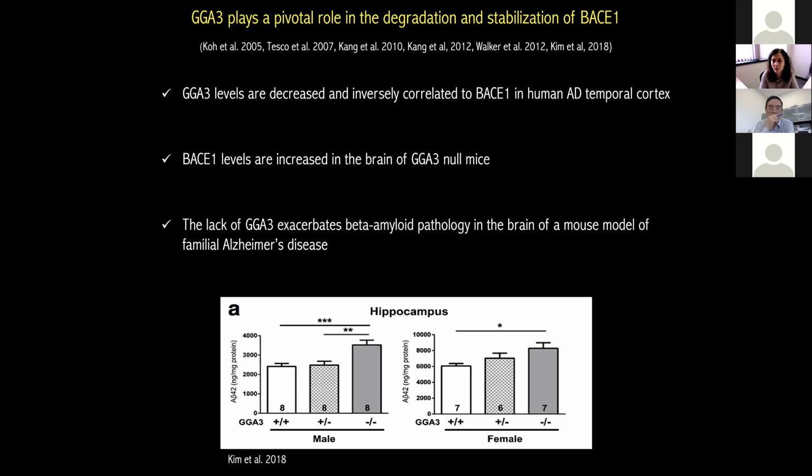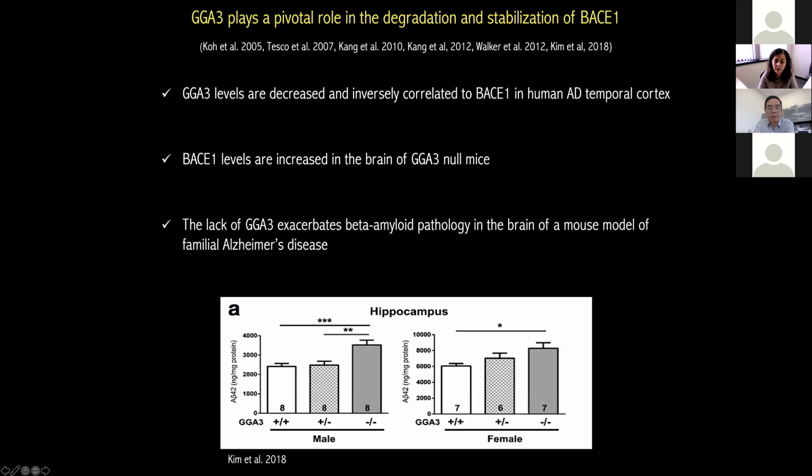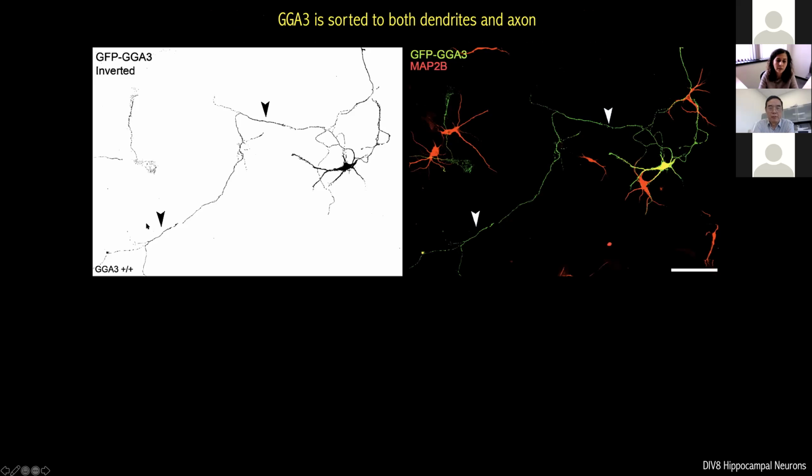From this data, it's obvious that we knew already that Gga3 was expressed in the brain, but exactly where in the neurons, we had no idea. We set out to find out where Gga3 localized in the neuronal compartments, and from the images where we overexpress the GFP Gga3, it's immediately evident that Gga3 localizes both through the dendrites and axons.